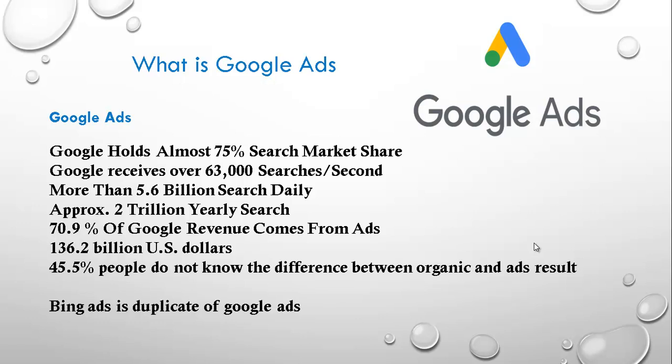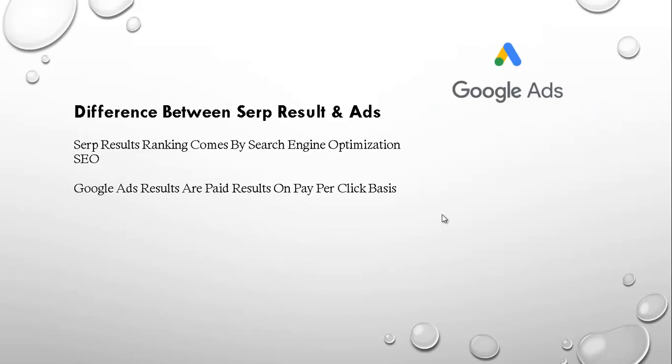And if you talk about some other search engines like Bing, Yahoo, Bing is just a duplicate of Google, it is similar to Google Ads. So let's see the difference between SERP result and the organic result.